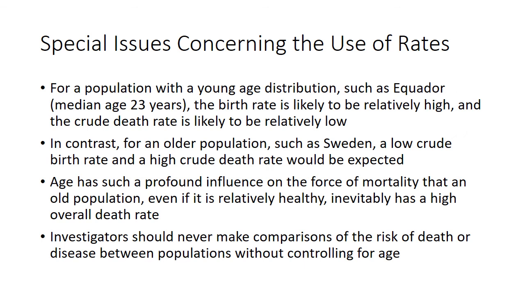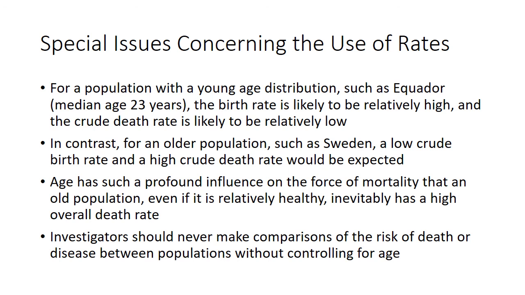Basically, when you're looking at a population with a really young age distribution, such as Ecuador, where they had a median age of 23, the birth rates are likely to be relatively high, and you're going to find that crude death rate is going to be pretty low. So even though they had a shorter life expectancy, a lot of those people, when they're younger, tend to stay alive, right? A lot of people were not dying necessarily. On the other hand, when you're looking at a much older population, say Sweden, they're going to have a lower crude birth rate, because with an older population, not as many of them are reproducing. They're going to have a high crude death rate just due to the fact that they're an older population.